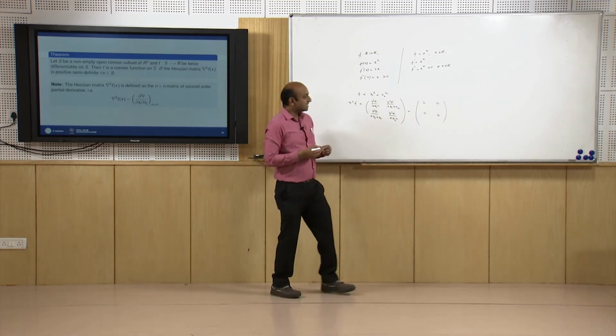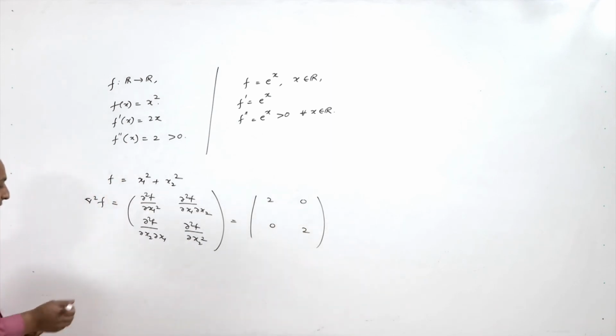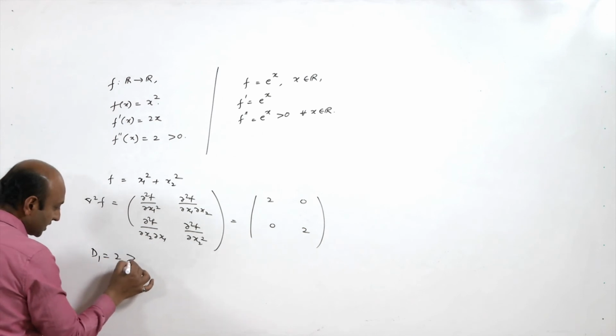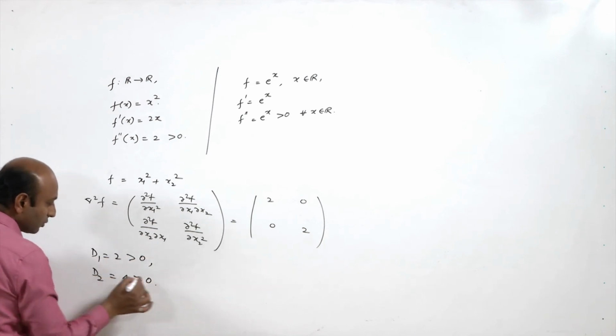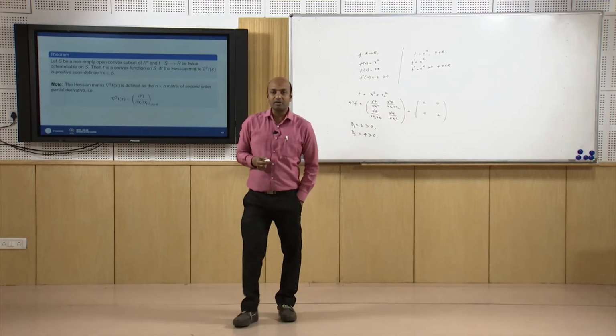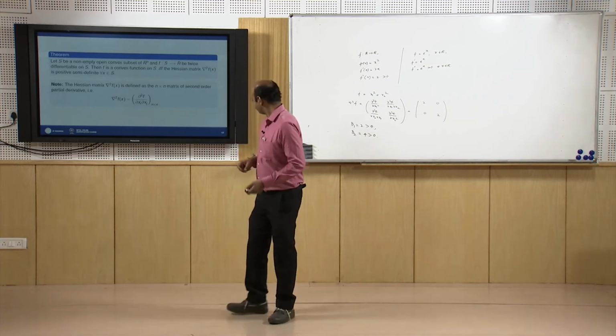So, to check whether this Hessian matrix is positive semi definite or not, we will find the leading principal minors. d1 is 2, which is greater than 0, and d2 is 4, which is again greater than 0. So, that means this is positive definite, that means the function is strictly convex. Okay.